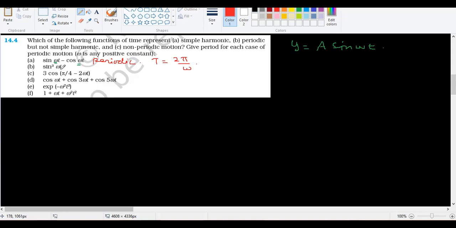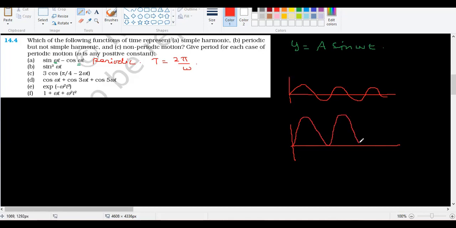So if you plot sine cube omega t, these kind of things can be shown in an Excel sheet. Okay, I'll try to show some Excel sheet later. So when you plot the sine curve, it looks something like this. But if you plot the sine squared term, I told you somewhere else, it looks something like this.